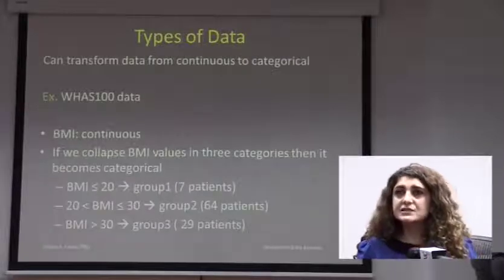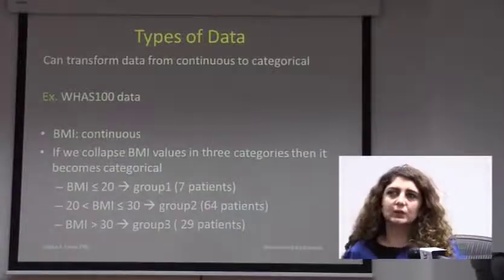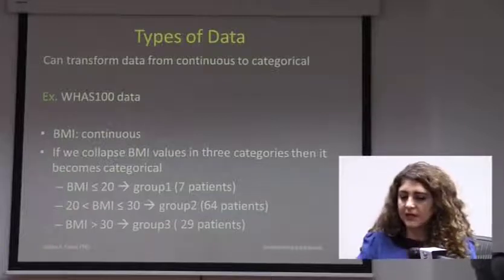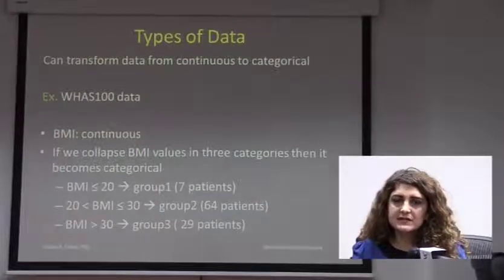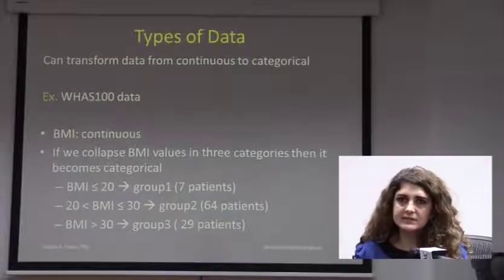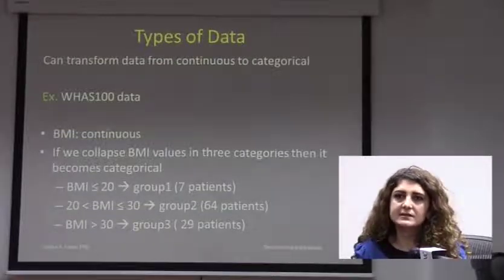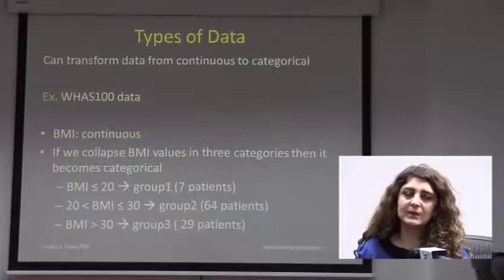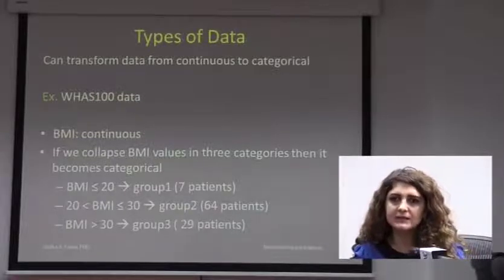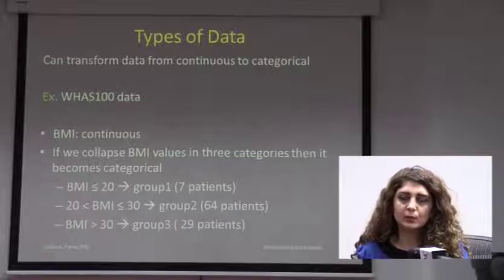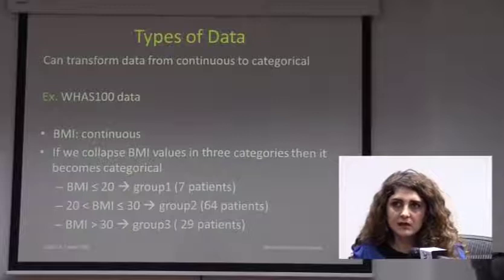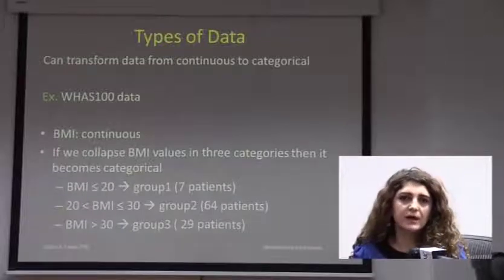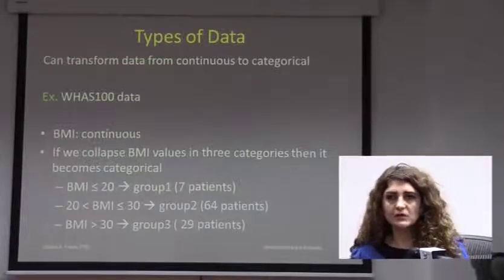Now, I can transform my data from continuous to categorical. So for example, if I look at my BMI in the previous example, it's just a set of numbers, so BMI is a continuous variable. But if I collapse it in categories, for example, everybody who has a BMI less than 20 in one category, and I call this my group 1, and then I continue and so on, I make those three groups, then this becomes a categorical variable, group 1, 2, 3, ordinal specifically.